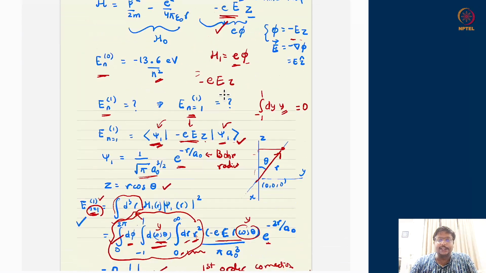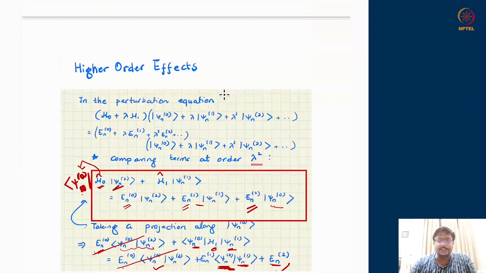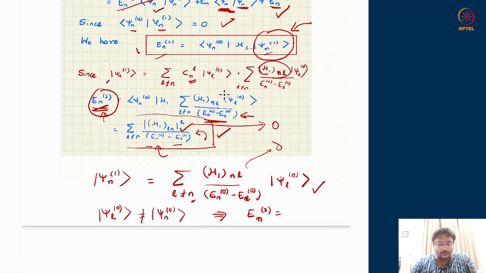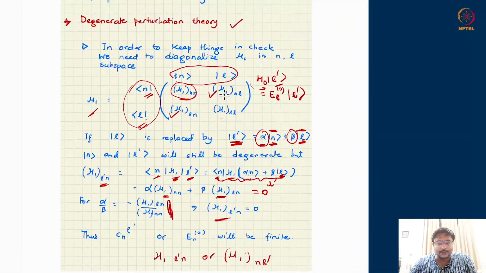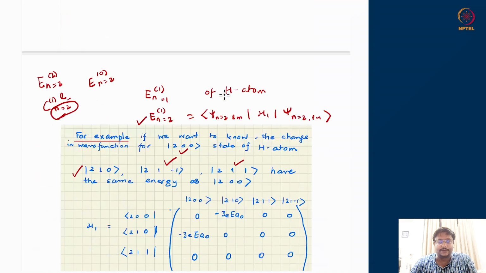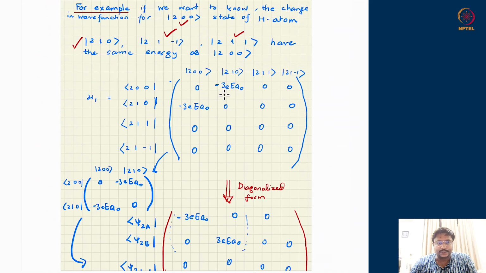For this Hamiltonian, I want to know what is the first order correction to the wave function for n equal to 2, and what is the second order energy eigenvalue shift for n equal to 2. So I already know the perturbation Hamiltonian. Suppose I want to know, for state 200, what is the shift in the eigenvalue at the second order and what is the first order shift in the wave function itself.